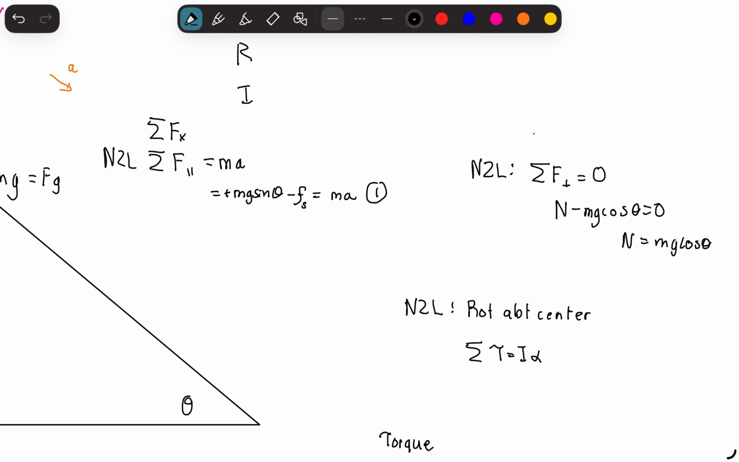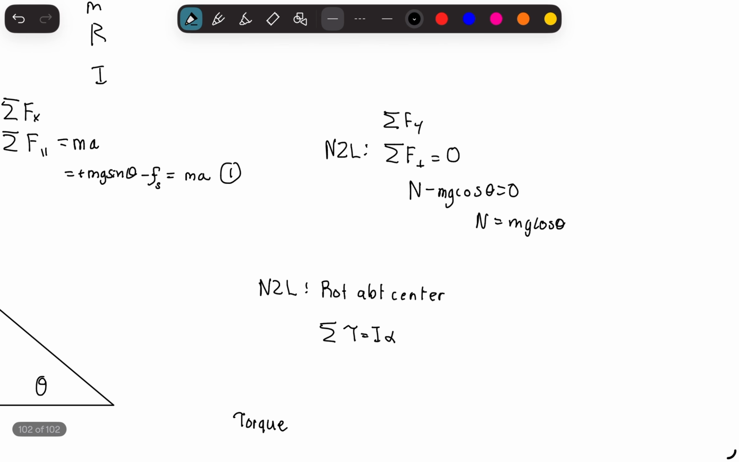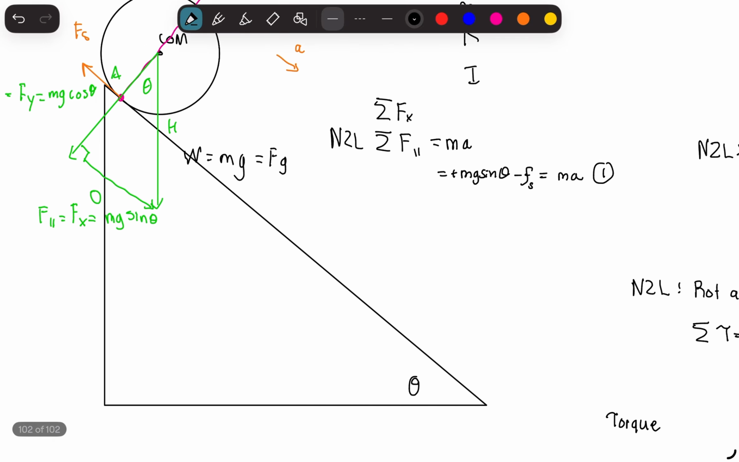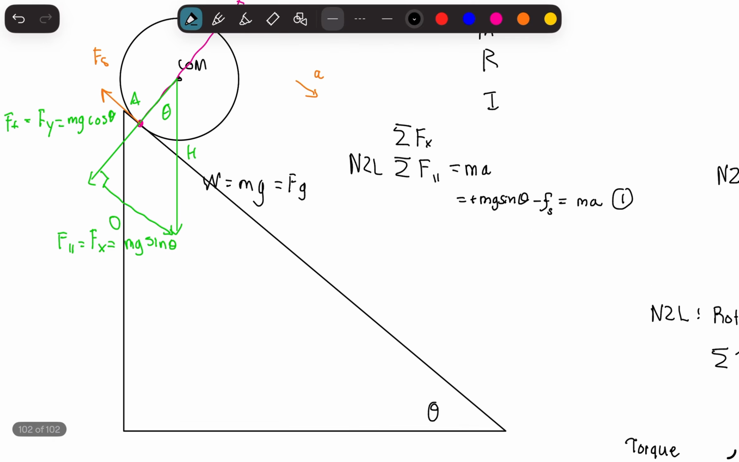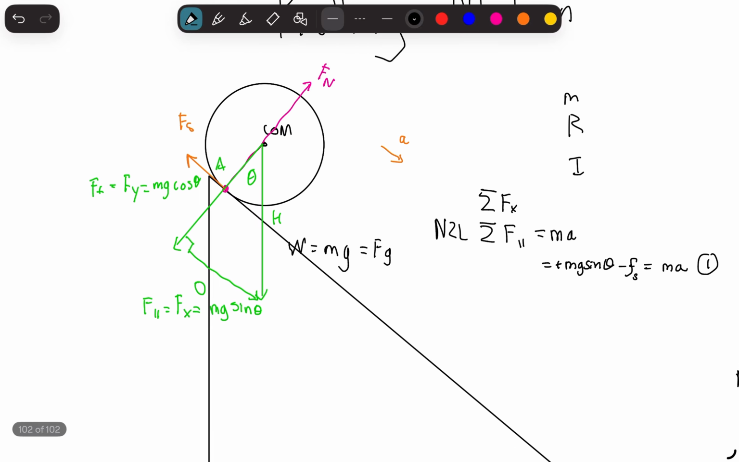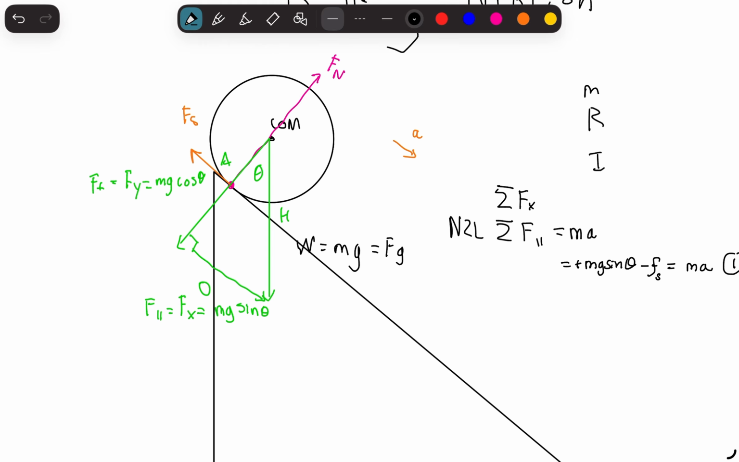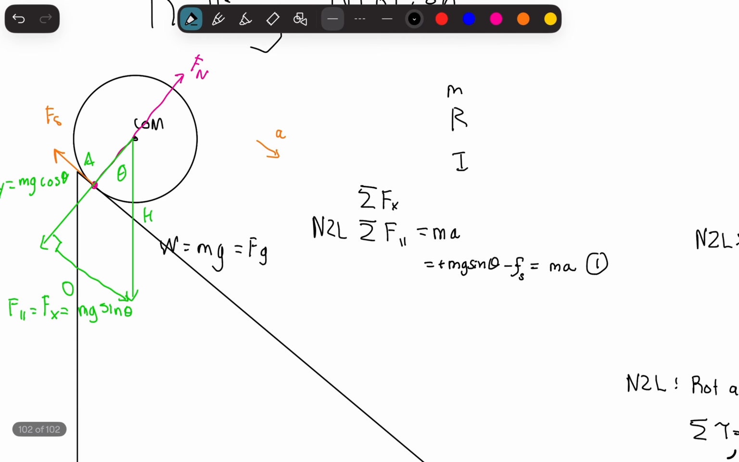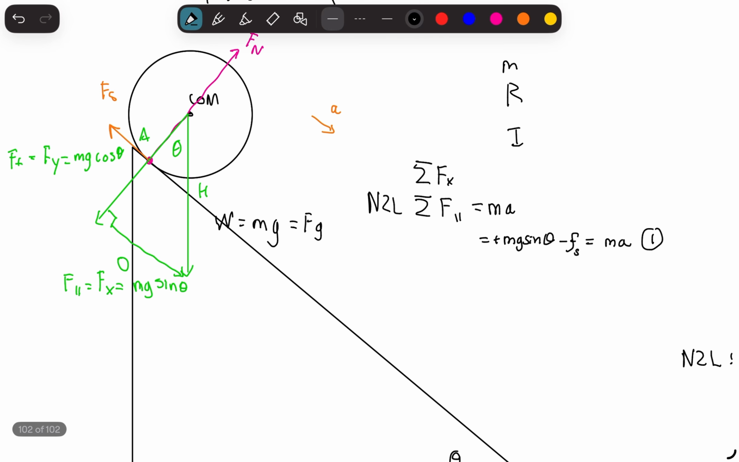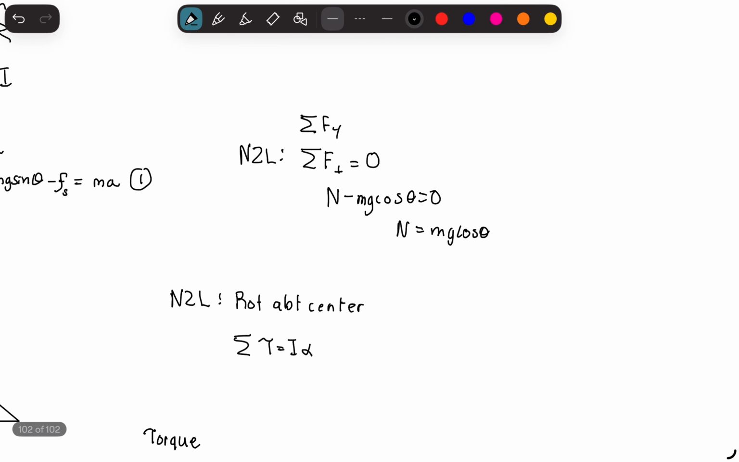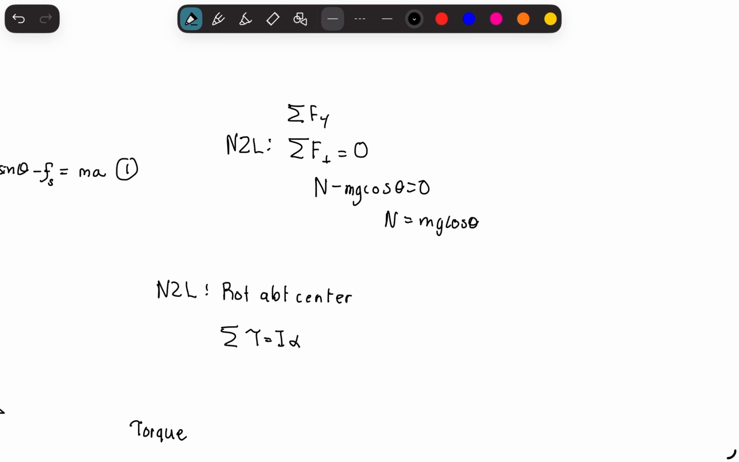Now for the summation of Fy, our forces that are perpendicular are going to be equal to 0. That's because we only have a force that is unbalanced in the direction that is parallel, because our vertical forces are going to equal each other. So here N is equal to mg cosine of theta.